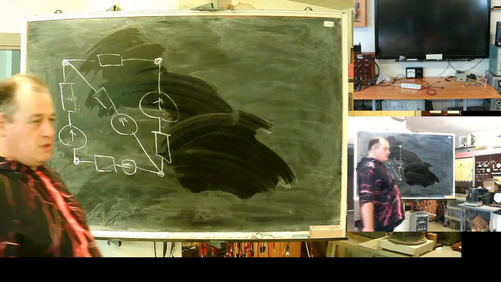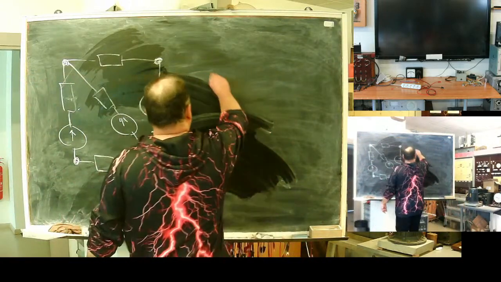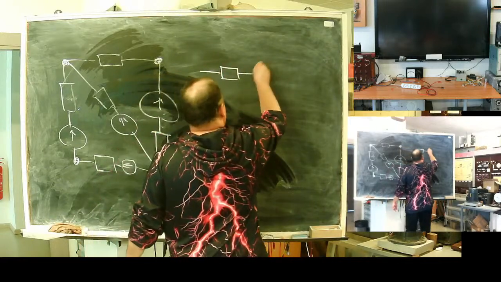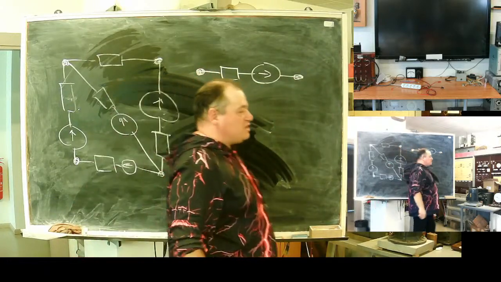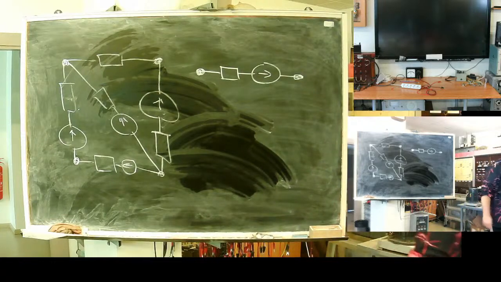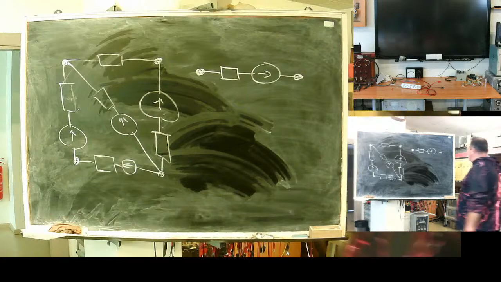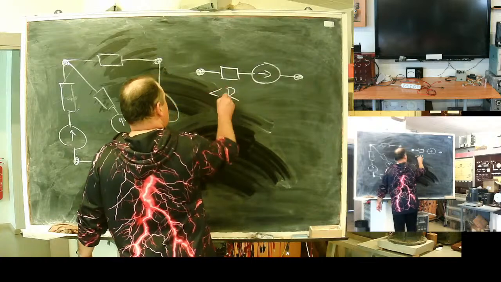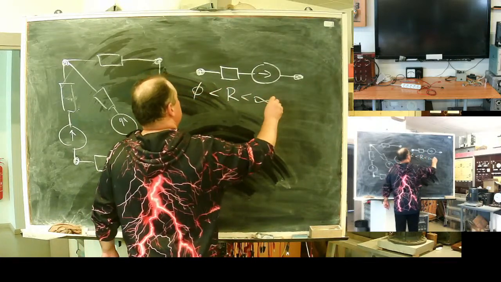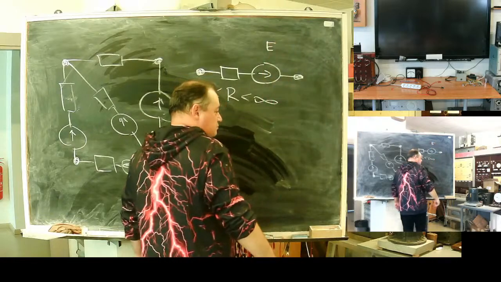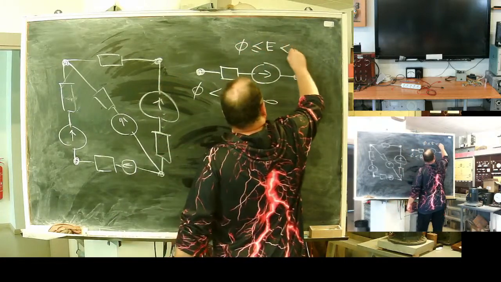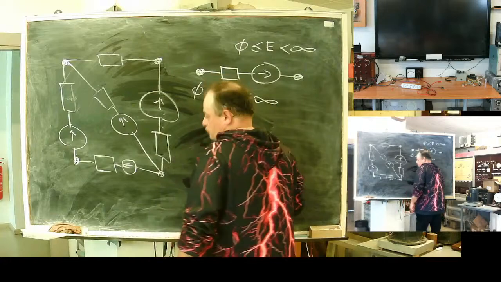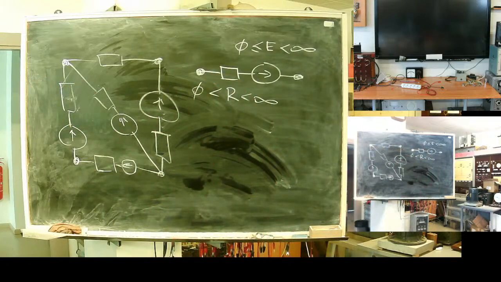A branch is what is between nodes. Topological analysis has an idea of a unity branch or basic branch. It's like a Lego brick. It has resistance greater than 0 and less than infinity, and it has an EMF greater or equal than 0 and less than infinity. Ideal branch.